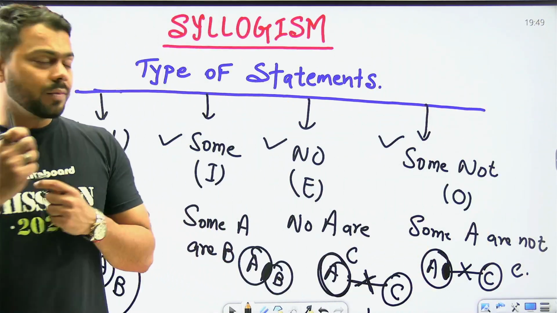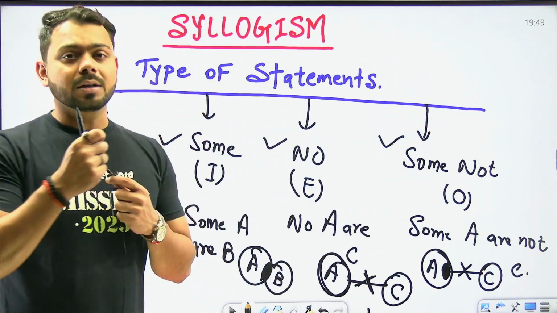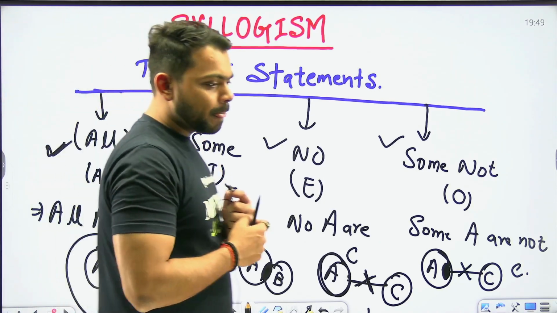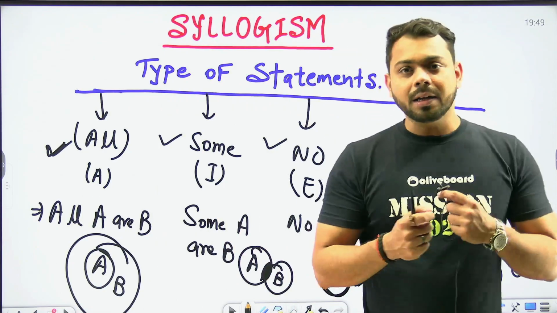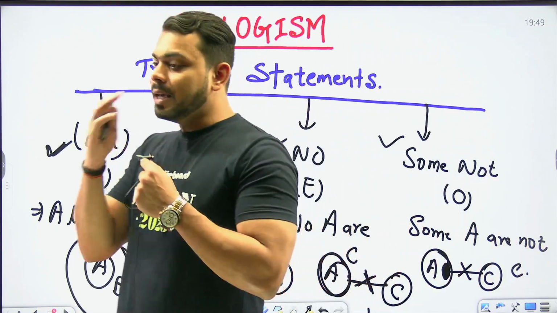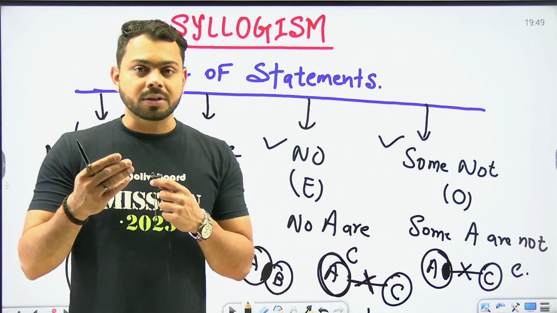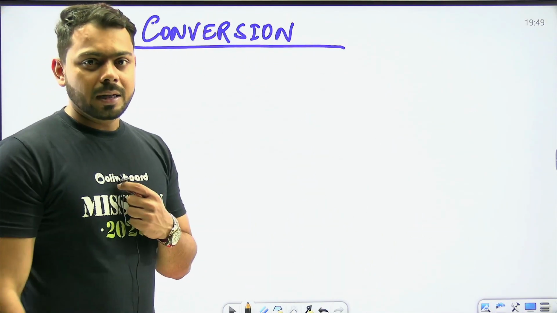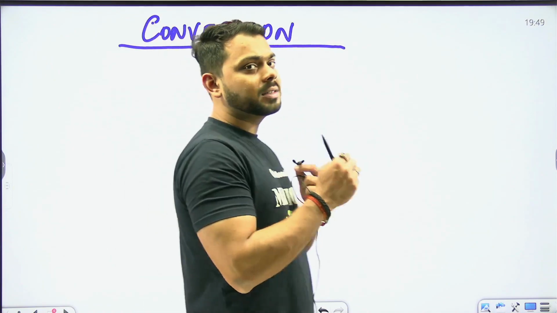We also define syllogism as logical deductions, because here you can find the conversion part and the combination part. Now you will think, what is conversion, what is combination? We will discuss them one by one. First we will talk about the conversion part, that is, how we can convert a statement.